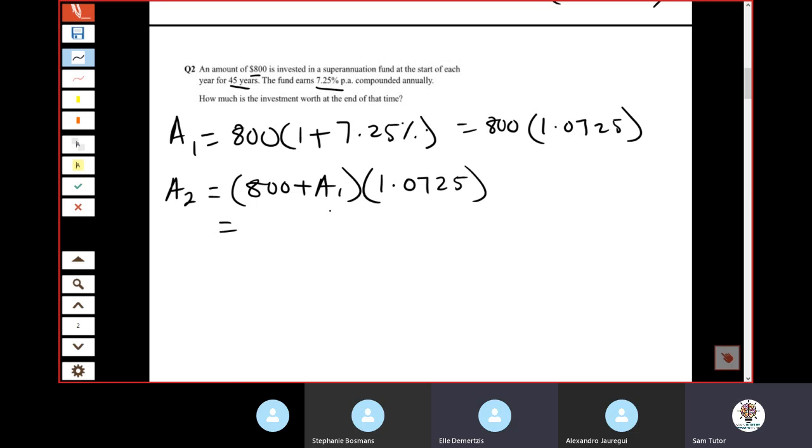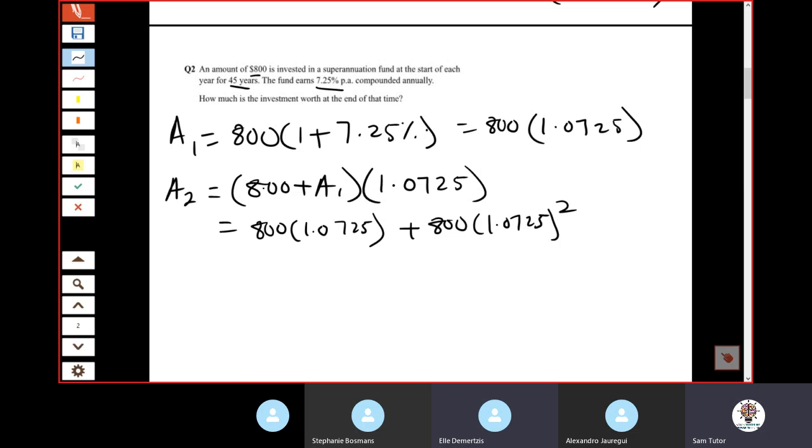And you just expand. Personally, I would not do that. I did it for the first one because I needed to show you guys. But the way I do it, I know A1 is this guy here, so I don't rewrite it. I just go, okay, 800 times this, which is 800(1.0725), and then plus 800, and this guy times this guy becomes 1.0725 to the power of 2. Does that make sense?